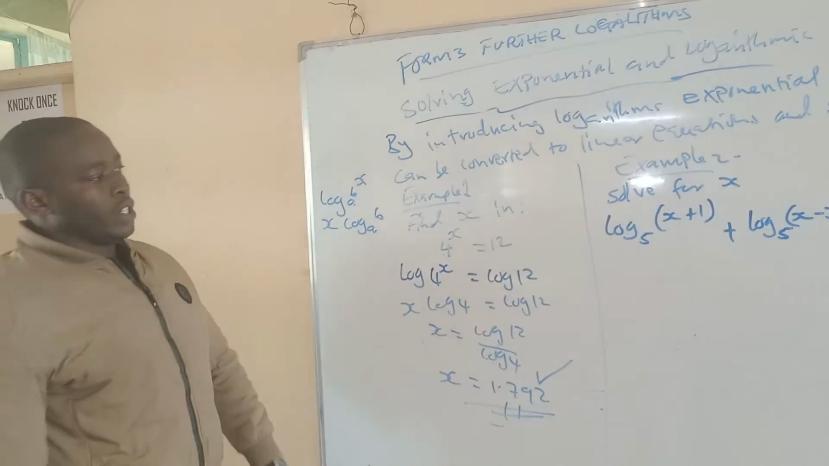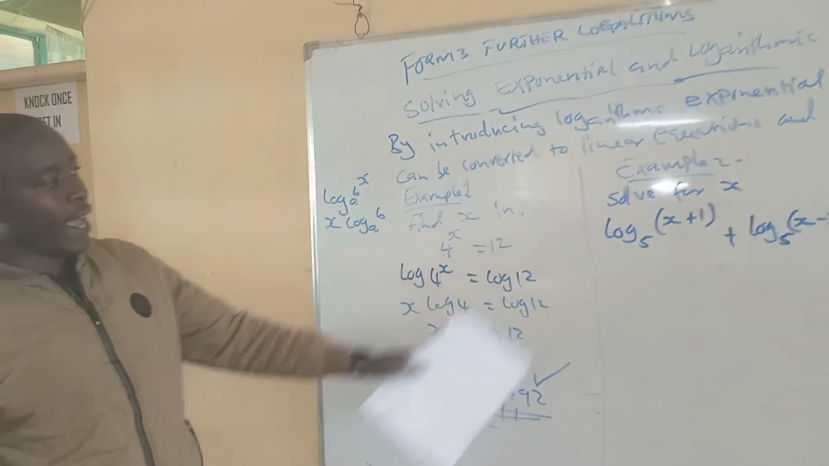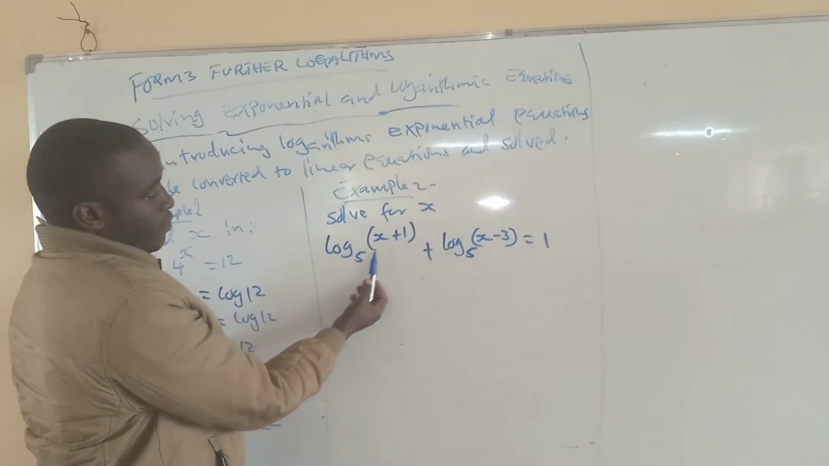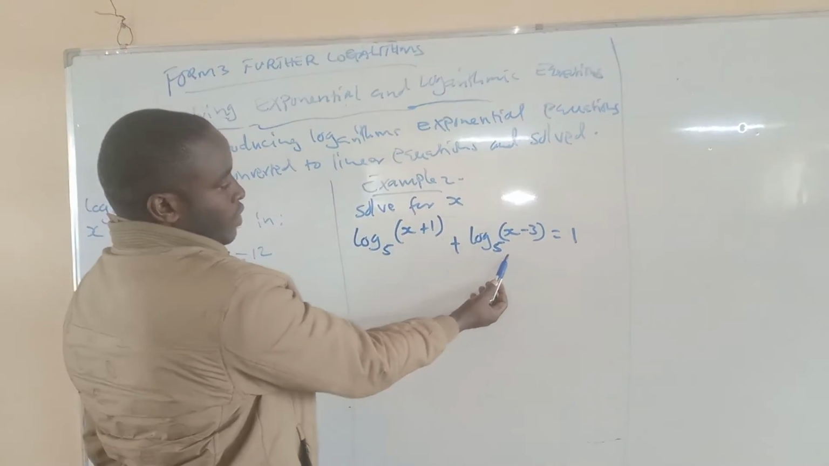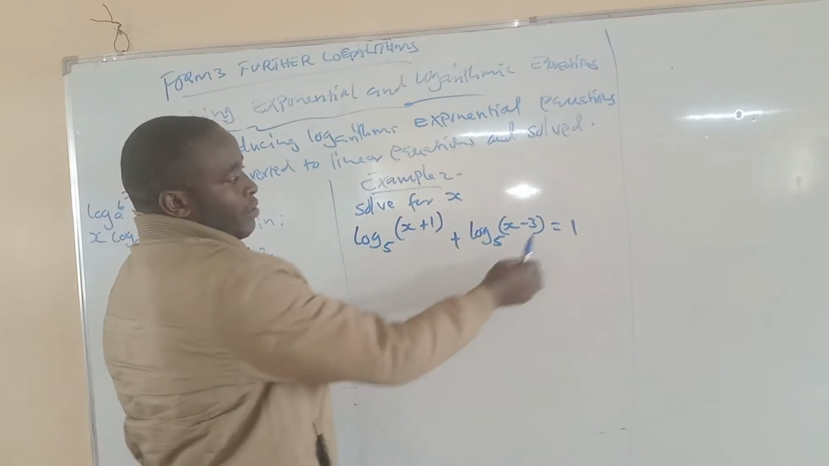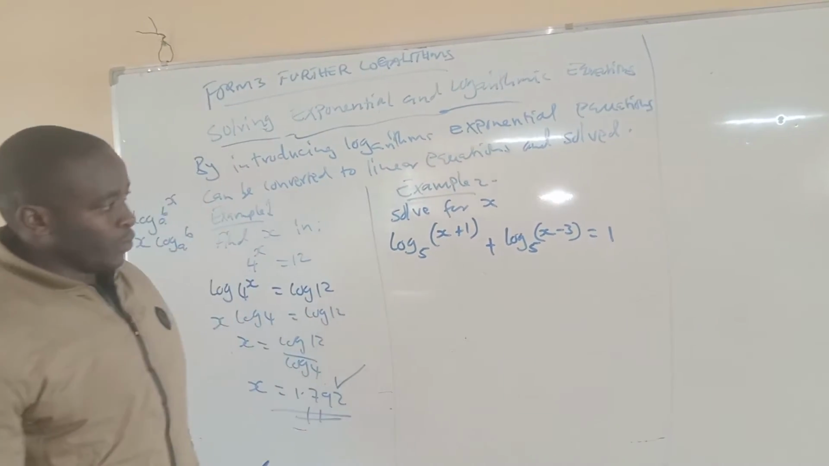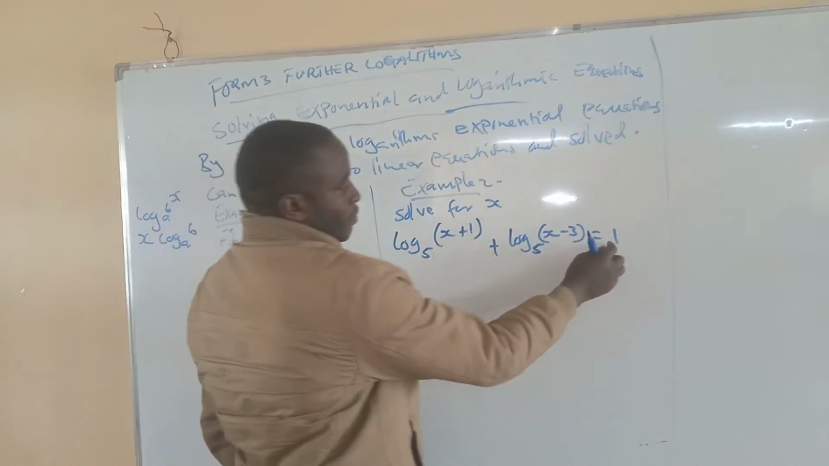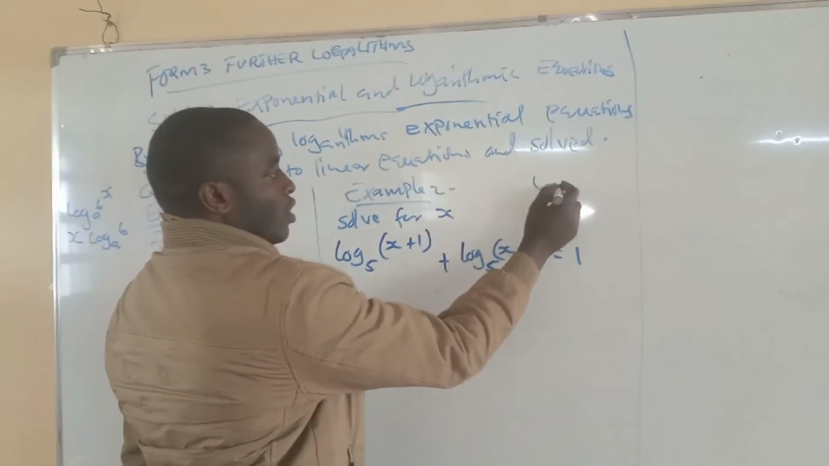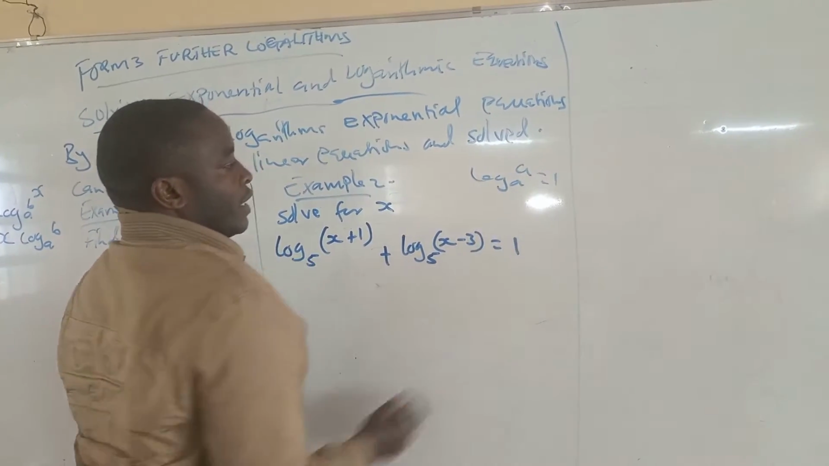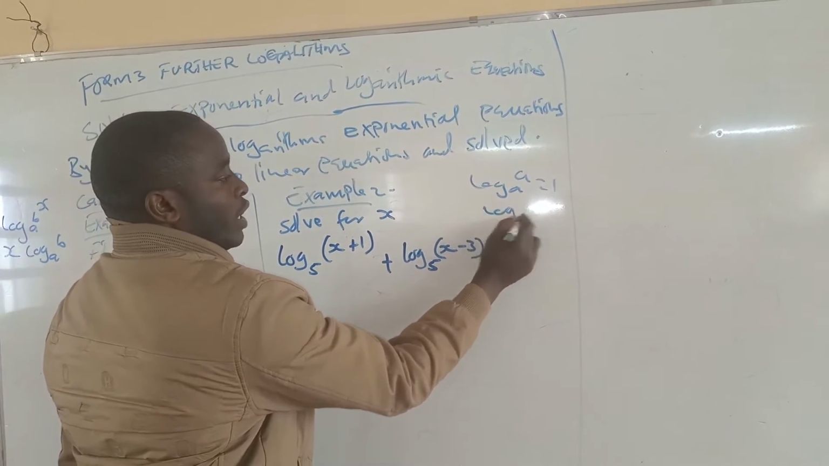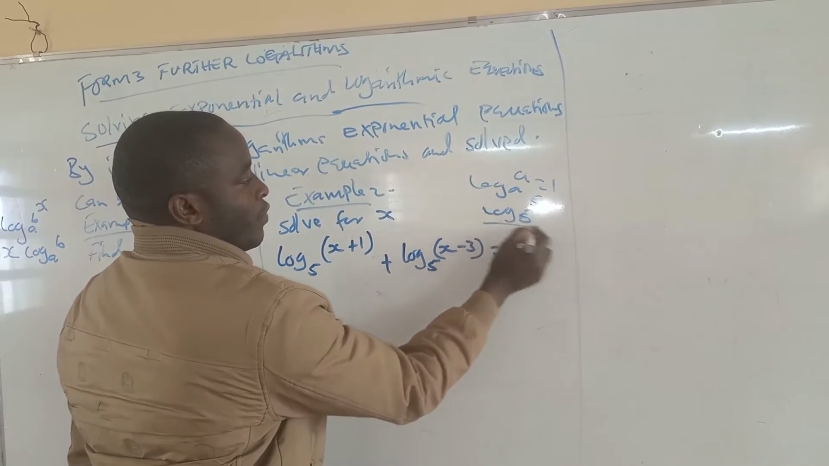I want to do another equation. Solve for x: log to base 5 of (x plus 1) plus log to base 5 of (x minus 3) equals 1. Remember, we have log to base 5, and therefore we must have on the right hand side log to base 5. You need to remember the rule that log a to base a equals 1. So this 1, if we write it in log base 5, will be log 5. Log 5 to base 5 is the same as 1.